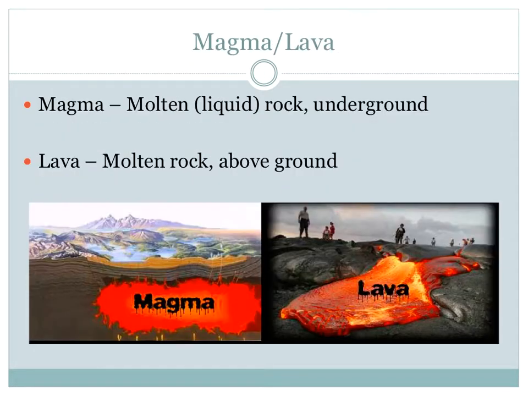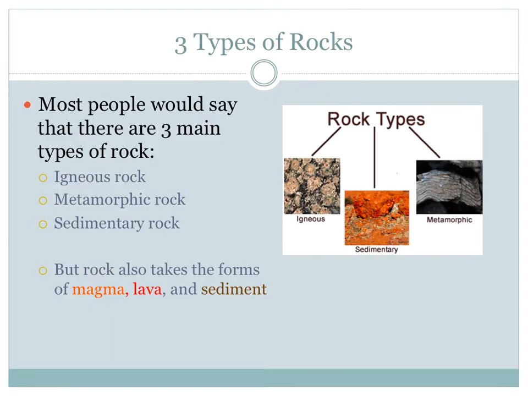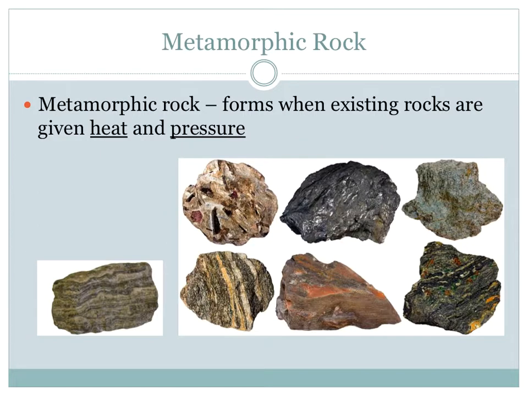I'll just review that magma and lava are basically liquid rock. Magma is when it's underground, lava is when it's above ground. Sediment is basically just small pieces of rock, pebbles, sand. Igneous rock is when magma or lava cools and turns into a solid, and it can have several forms.